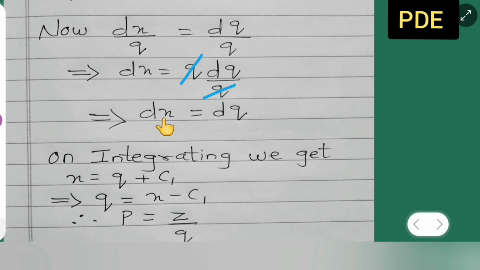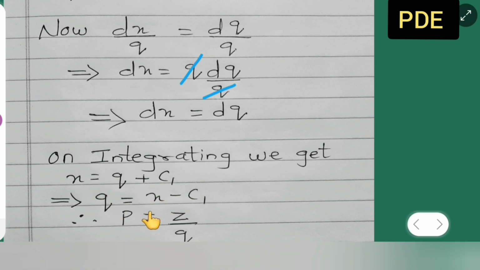Write this dx as it is, equal to dq. Now you all have to integrate this term. Okay. So on integrating this, we get x is equal to q plus c1. Now this is equal to what? Q is equal to x minus c1. Q, write it as it is, x will be as it is. This c1 I am taking to the left hand side, so it will become negative. Okay, so x minus c1 it will become.